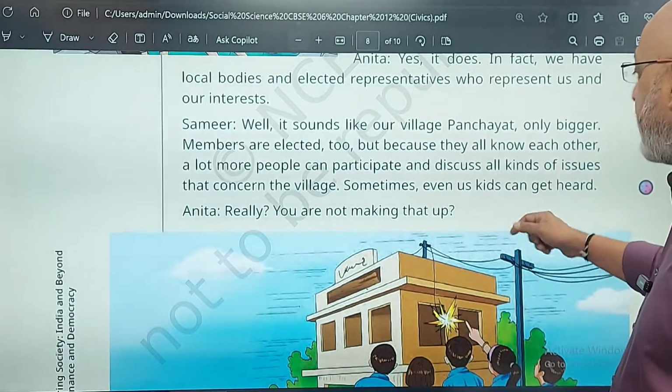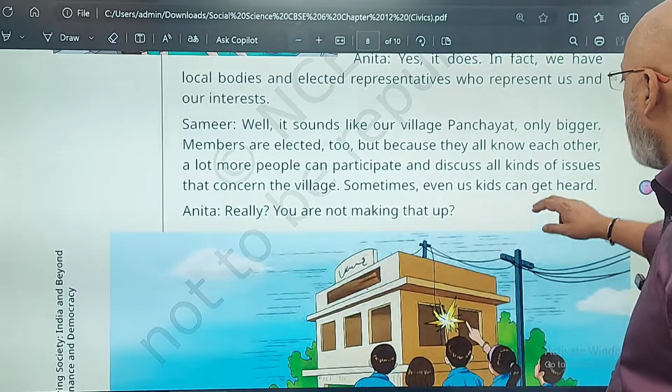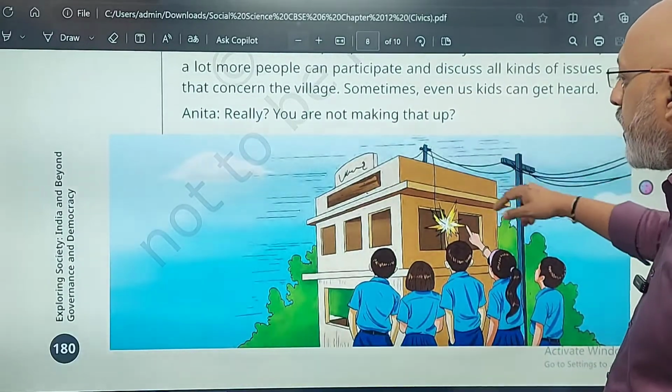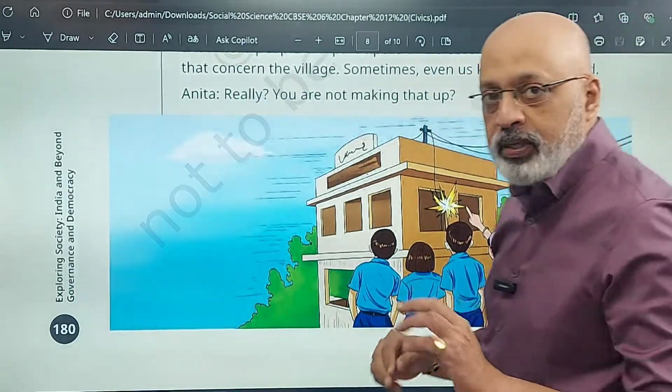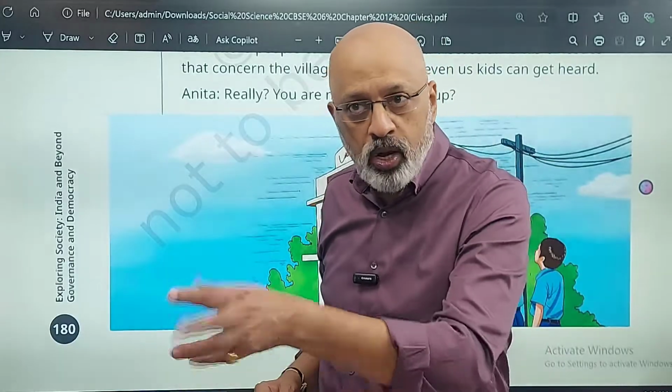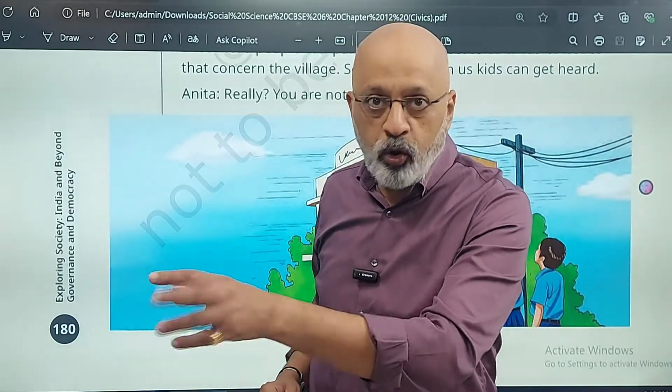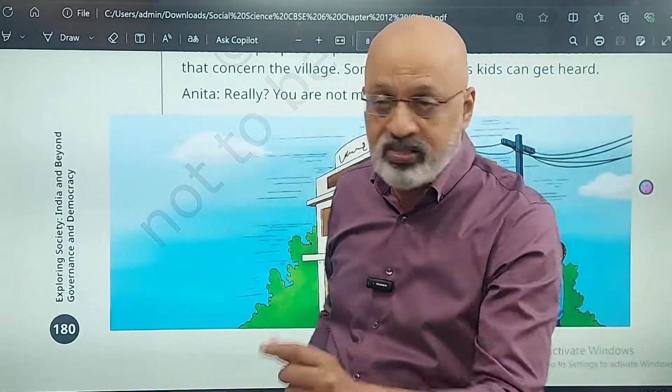Sometimes even kids can get hurt. The Bal Panchayat that we spoke about in the previous chapter. Oh, really? You're not making that up. Making that up, miss? I hope you are not bluffing. I hope you are not saying something which does not exist.